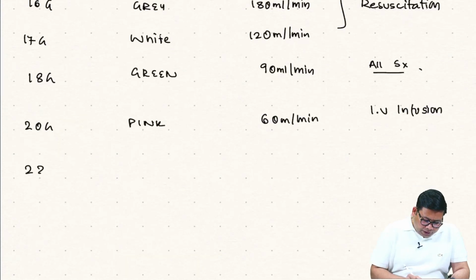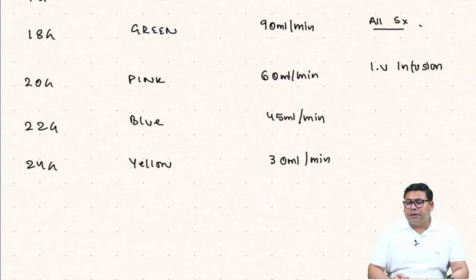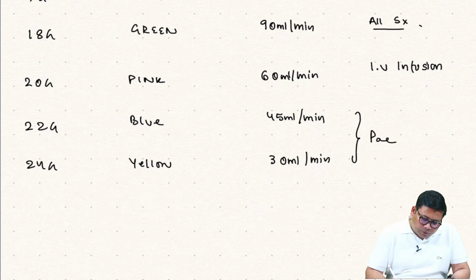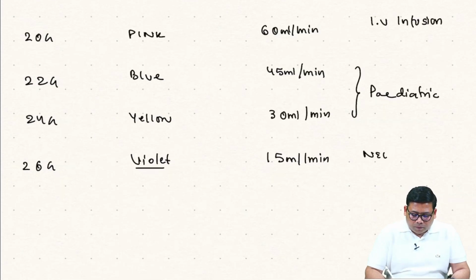Then we have 22G, that is the blue, and that has a flow rate of 45 ml per minute. And 24G is yellow, that is 30 ml per minute. Where should you be using them? The answer is, they are for pediatric use. Do you know there is one more for pediatric, that is violet. Violet has a flow rate of 14 or 15 ml per minute on average. And this is again for the newborn, or you can say for the neonates. This is very, very important.